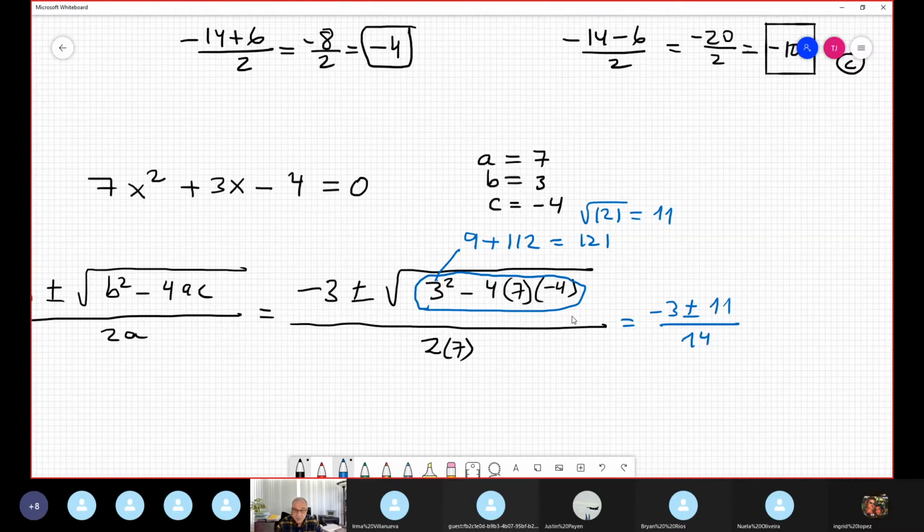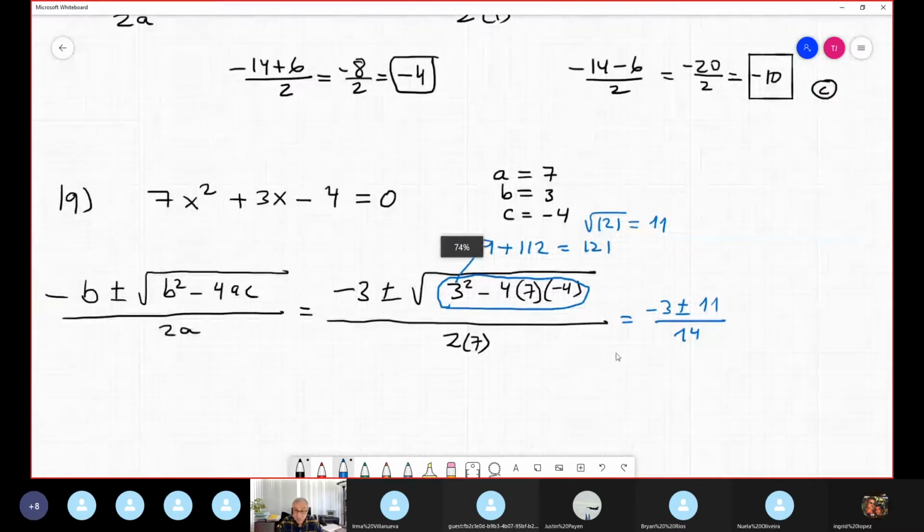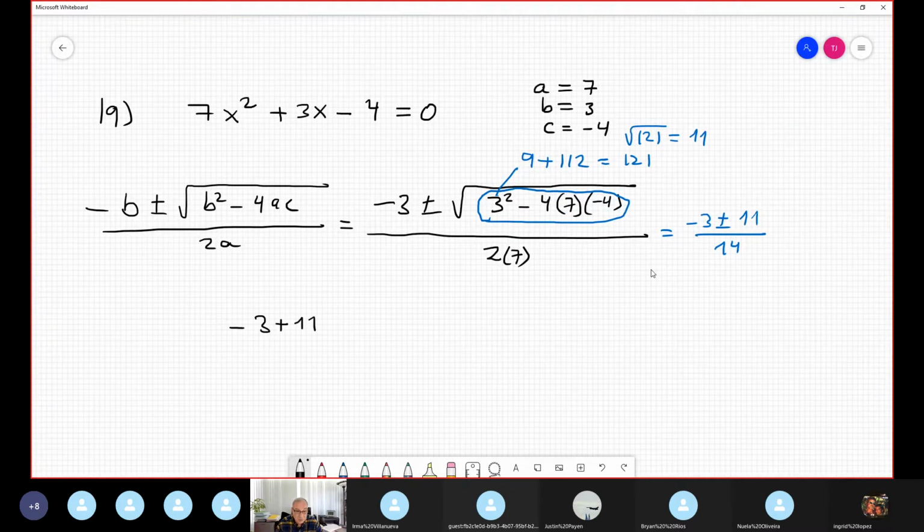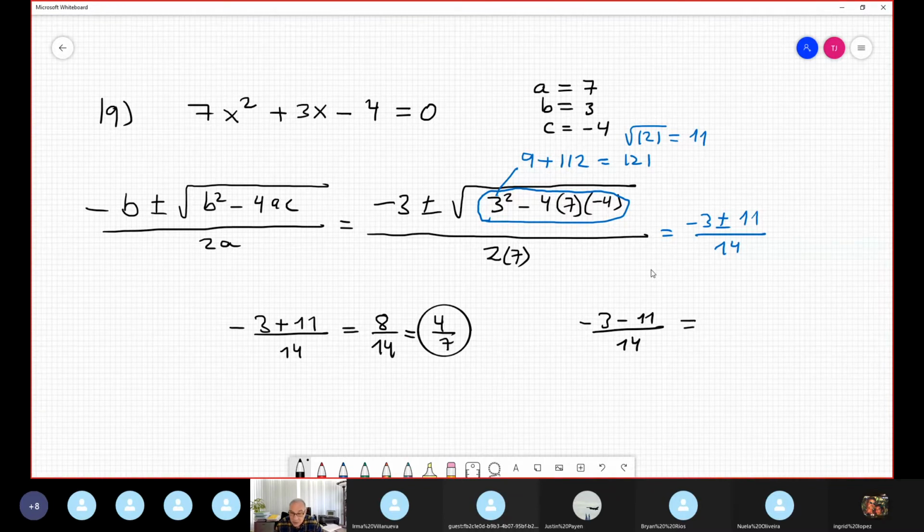Get the multiplication 2 and 7. Entonces ahí separé. Guys, if you follow me, you are doing exactly the same with me, you have no problem, I suppose. No? -3 plus 11 divided by 14. And -3 minus 11 divided by 14. 11 minus 3 is 8 over 14. You reduce to the lowest term, divided by 2 is 4 over 7. It's my first solution. My second solution is -14 divided by 14 is -1. Solution is then 4 over 7 positive and -1, which is the option B.